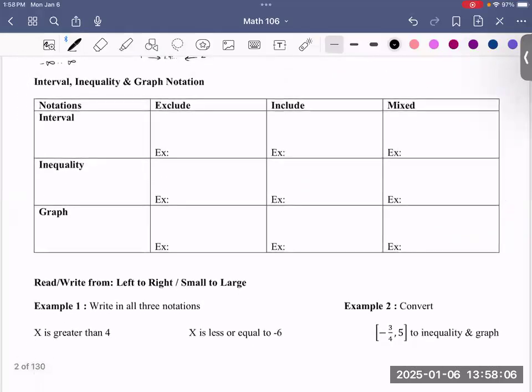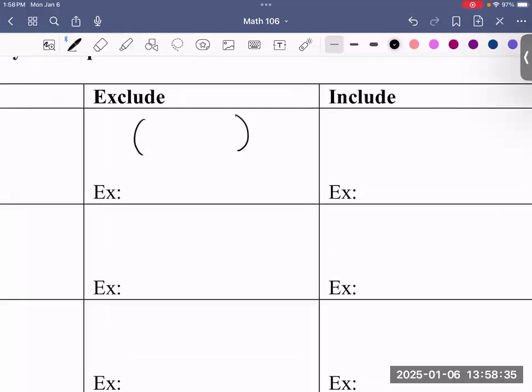Now we're going to move on to interval, inequality, and graph notation. For interval notation, we either have parentheses or brackets or a mix. When we want to exclude a number, so get as close to it as possible, we use a set of parentheses. To exclude means that we are not including that number. We do not start on that number, but we can come close to it.